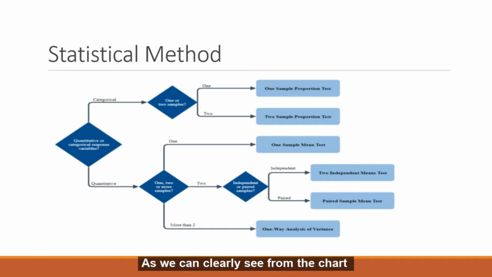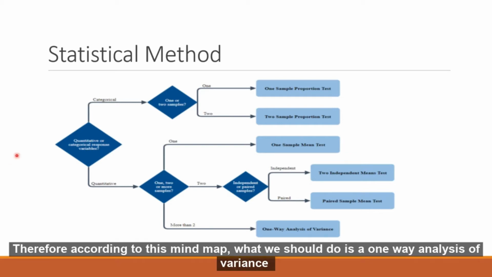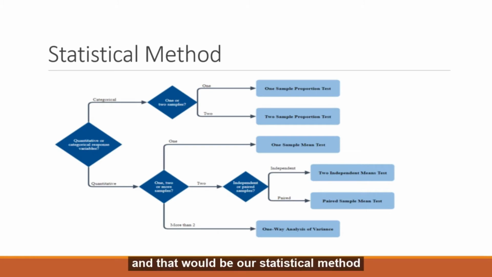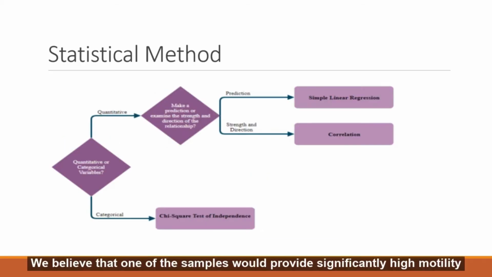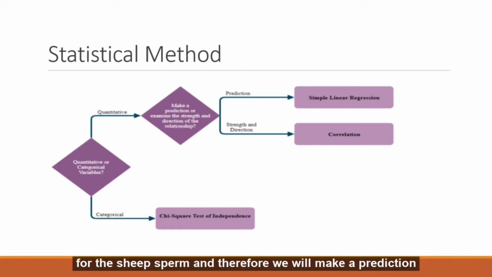As we can clearly see from the chart, we have quantitative data and 4 samples. Therefore, according to this mind map, what we should do is a one-way analysis of variance, and that will be our statistical method in order to determine which of the samples is the most efficient. We believe that one of the samples will provide significantly high motility for the sheep sperm, and therefore we will make a prediction and we will test that prediction in our one-way analysis of variance.